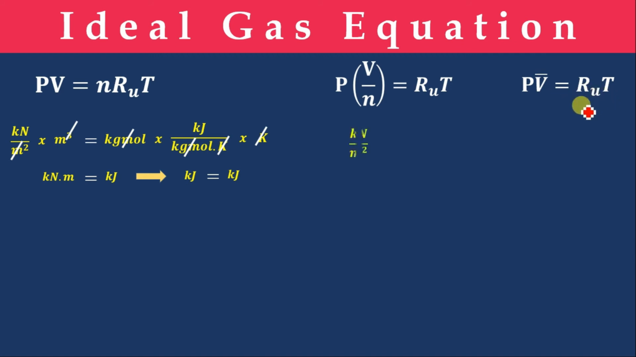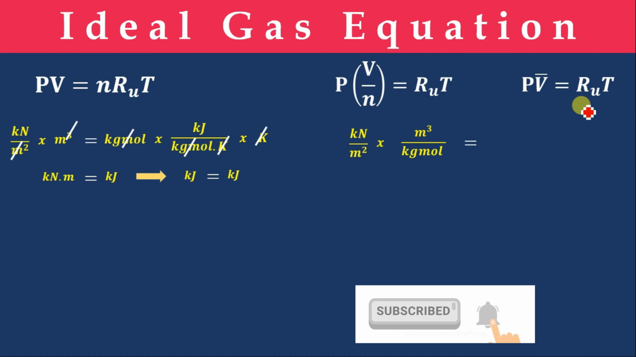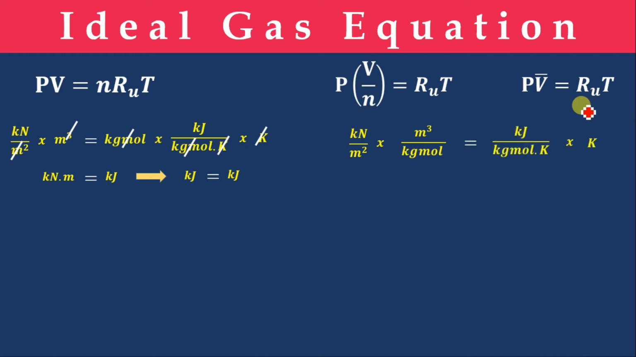Now we'll check the unit conversion, kilonewton per meter square into meter cube per kg mole. Remember, meter cube per kg mole for molar volume is equal to kilojoule per kg mole Kelvin into Kelvin. So meter square, meter cube, kg mole, Kelvin cancel. Again we get kilojoule is equal to kilojoule. So when you have N Ru, you can use this relation. When you have molar volume, you can use this relation.